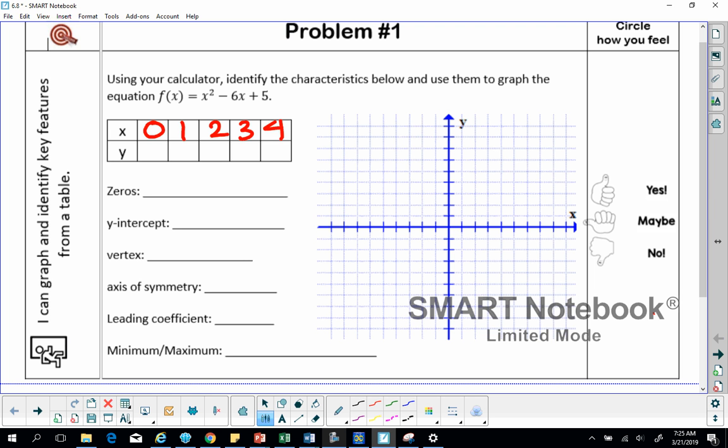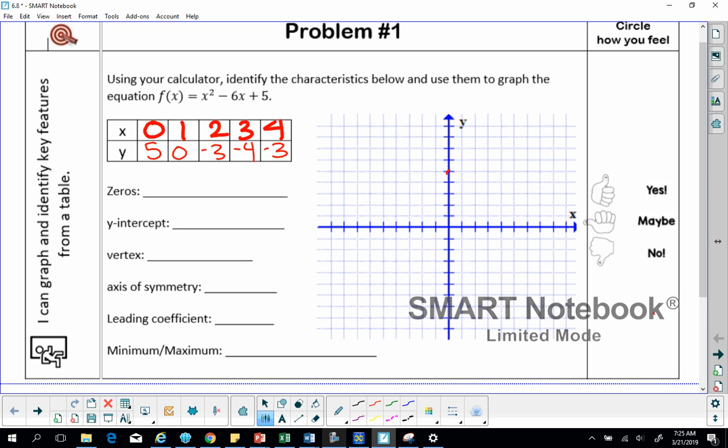Tyreek: 5, 0, -3, -4, and -3. Good. Perfect. Give me a thumbs up if you got that. Awesome. So then you go ahead and graph it.